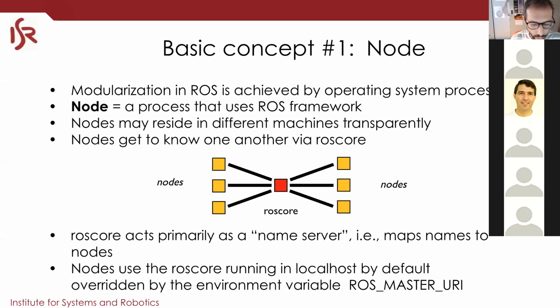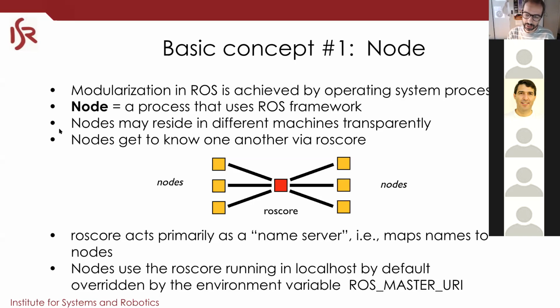I mentioned in the beginning that when a node starts, the only thing it has to do first is to know where the ROS core is. How does it know where the ROS core is? There is a default, which is localhost port 11311. I think it's a default. So when you launch ROS core, it will open that socket, and all of the nodes will try to communicate to localhost on that socket automatically.